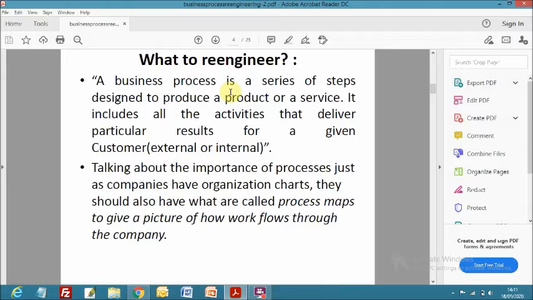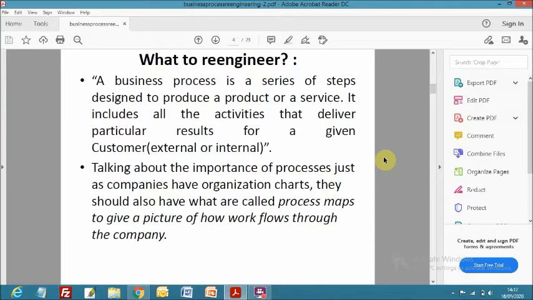What to re-engineer? A business process is a series of steps designed to produce a product or a service. Series of steps, multiple steps. It includes all the activities that deliver particular results for a given customer. All the activities means importing raw material for a smartphone, importing components, then assembling one by one on different stations, and then finally packaging and all. These are all multiple stages. And if you are talking about reengineering, then we can change multiple things. We can be doing multiple tasks at a particular workstation.